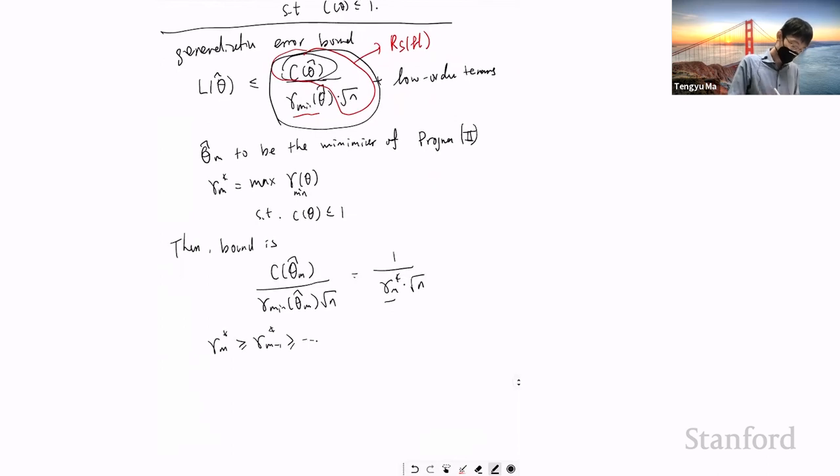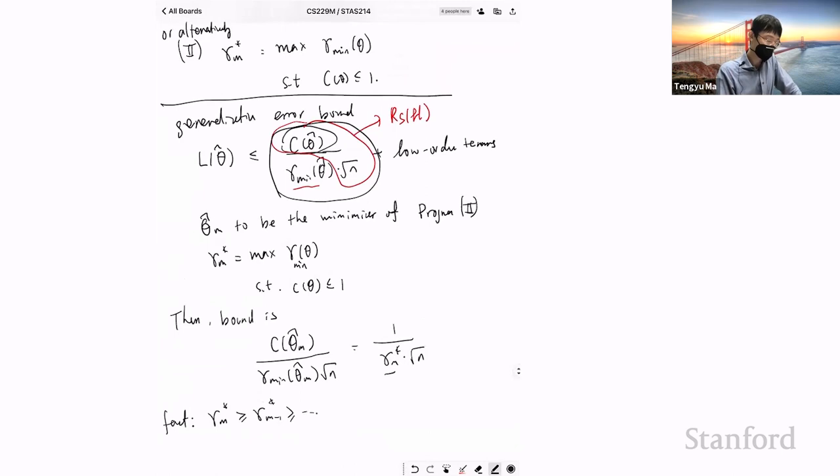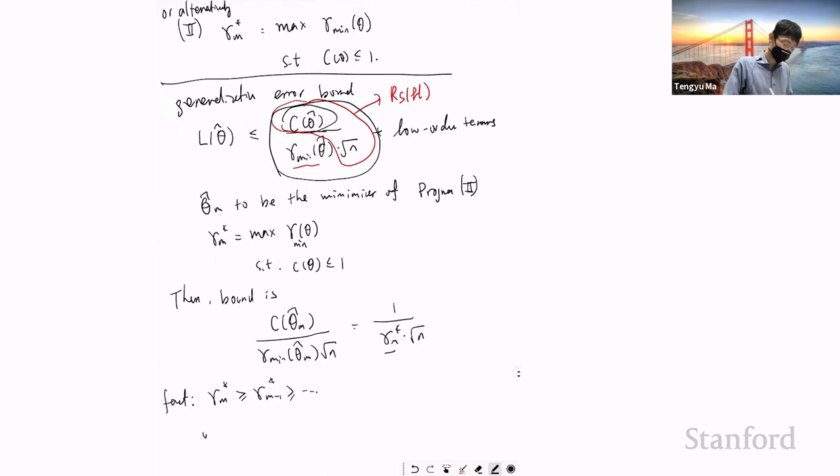And interestingly, the γ_m star is increasing. This is in some sense almost by definition. Why? Because if you think about what γ_m star means, it's the maximum margin you can achieve when you restrict your complexity to be less than 1, and also use m neurons. And when you have more neurons, you should at least achieve the same margin. With more neurons, you never get worse.